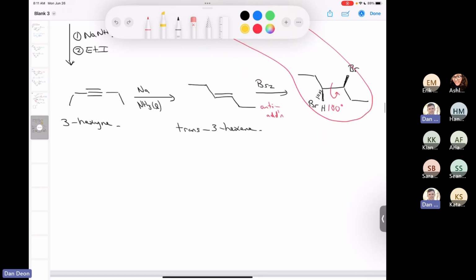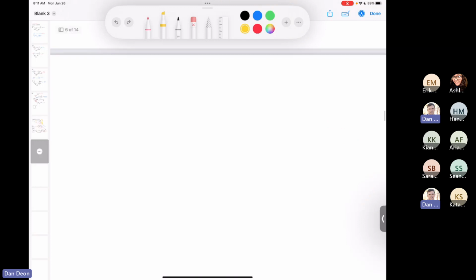All right, so let's try the other situation, and that is where we want to take 1-butyne. So we'll start with 1-butyne again, and now we want to make this compound where we have 1 bromine coming out towards you, and we have 1 bromine going away, like that. So since we know that bromine does anti-addition, what's our starting material going to be this time? It's going to be the cis alkene. So we have to start with the cis alkene.